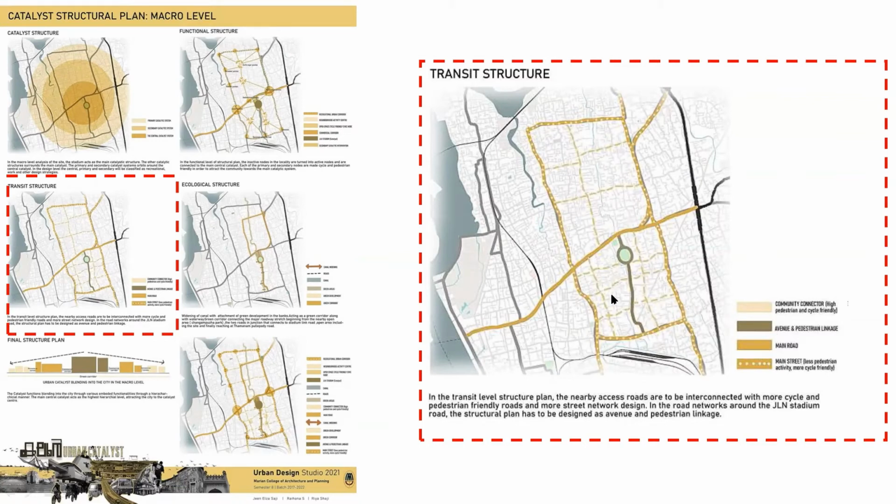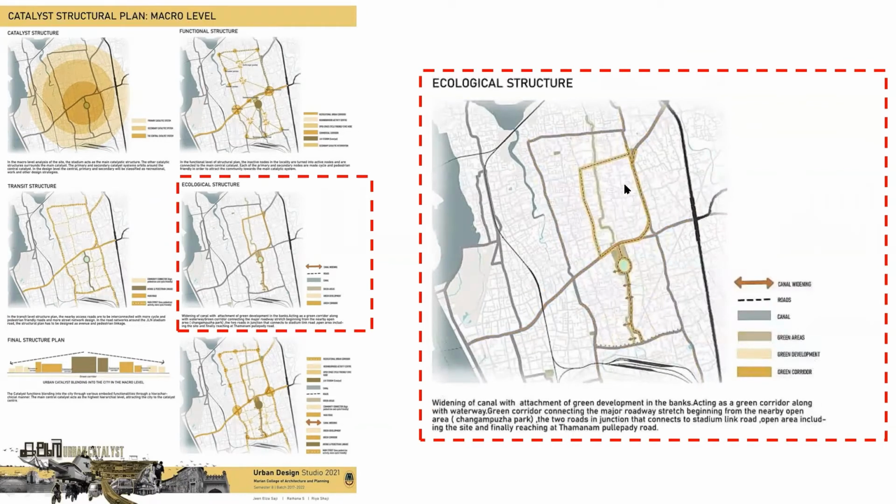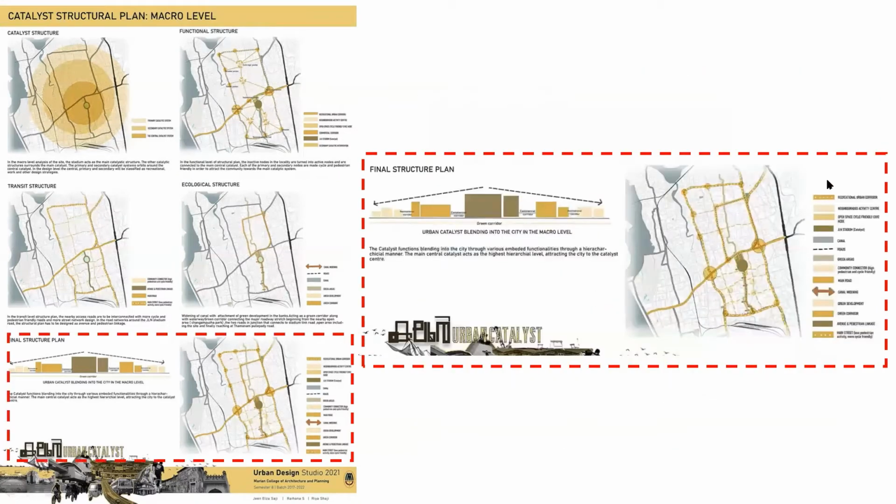Now moving on to the final structure, the ecological structure. Widening of the canal is done with attachment of green development in the banks, thus acting as a green corridor along with the waterway. There is another green corridor connecting the major roadway stretch beginning from the nearby open area, that is the Changambuya Park, the two roads in the junction that connects to the stadium link road, the open area including the site, and finally reaching Tammanam Pullepudi road. So that's how we arrived at this final structure plan.